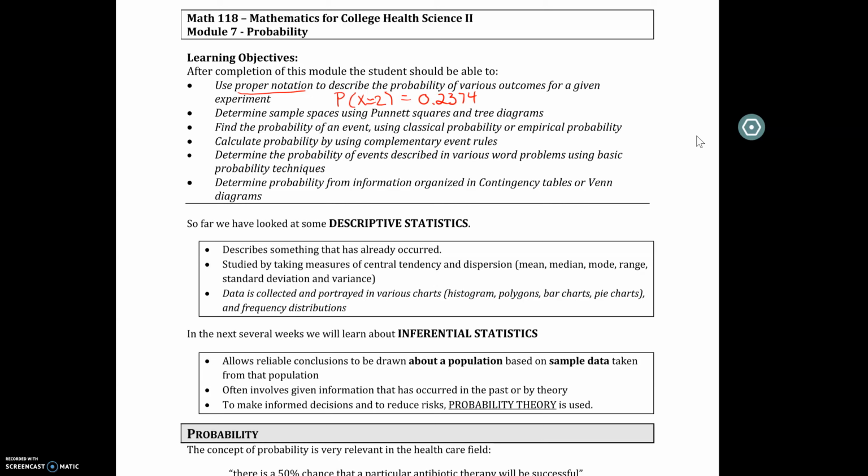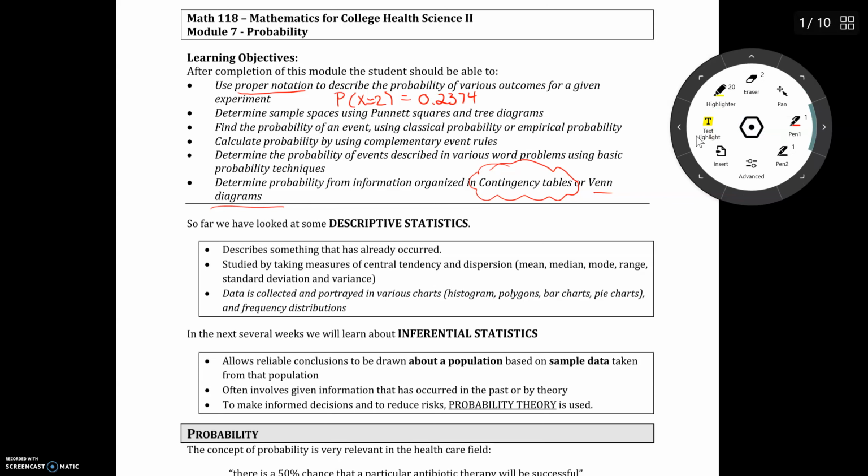We're going to be talking about finding the probability of events given information, complementary events, and then ways we might see information organized in new ways, contingency tables and Venn diagrams, which again are common ways of seeing information presented.